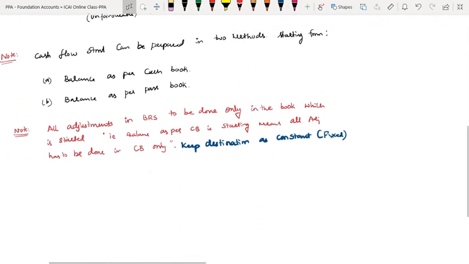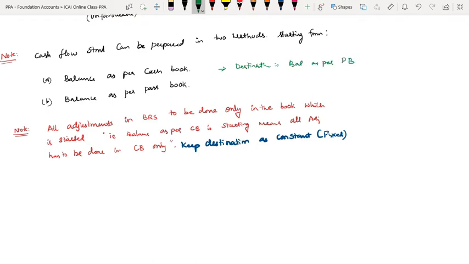Like this, my dear friends, in a BRS, your starting point, suppose you start from cash book, that means in all cases you have to adjust to reach the destination, which is the passbook. If you start from cash book, your destination is balance as per passbook. If balance as per passbook is your starting point, your destination is balance as per cash book.